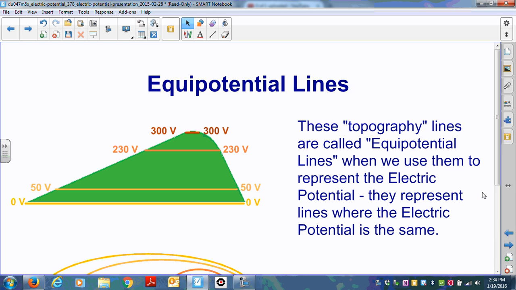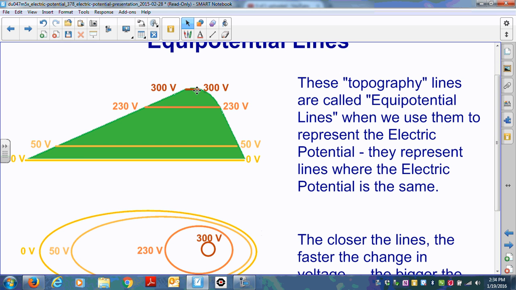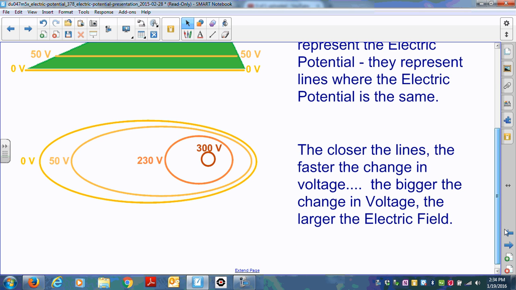These topography lines are called equipotential lines when we use them to represent the electric potential. They all have the same potential value, as you can see from the side view. They represent the lines where the electric potential is the same. The closer the lines are, the faster the change in voltage. The bigger the change in voltage, the larger the electric field.